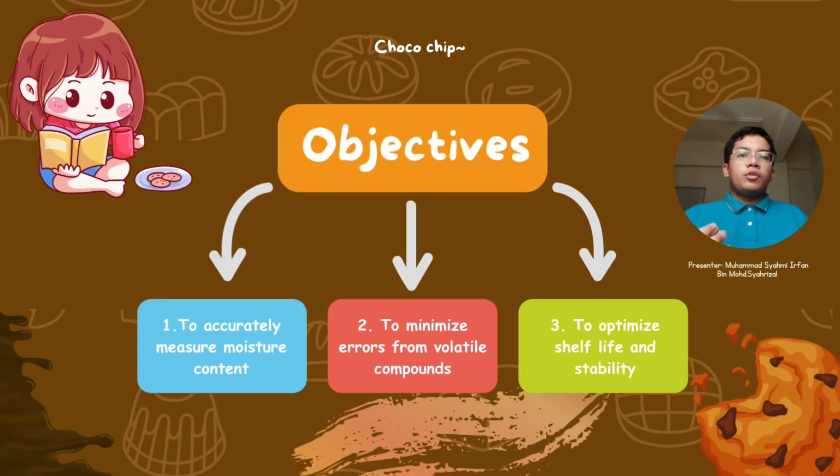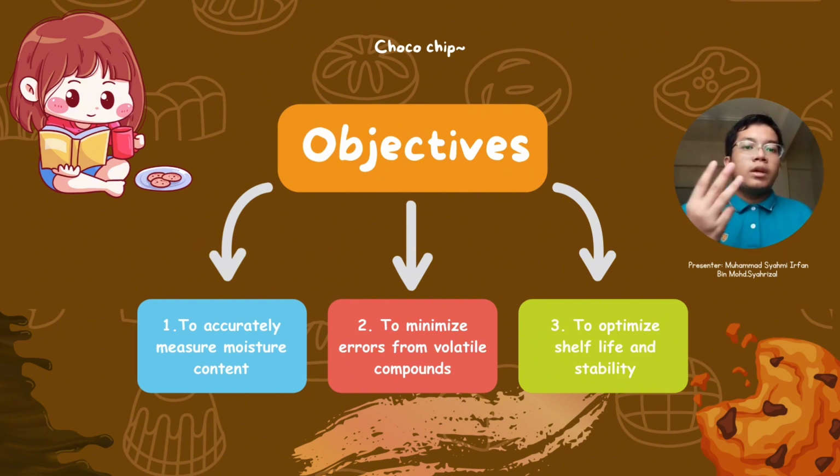The objectives of using gravimetric analysis to determine moisture content in chocolate cookies are as follows. Number 1, to accurately measure the moisture content. Determine the percentage of water content present in chocolate cookies by measuring its mass loss upon drying. Number 2, to minimize errors from volatile compounds. Users control drying conditions to account for non-water volatiles such as vanillin or diacetyl.